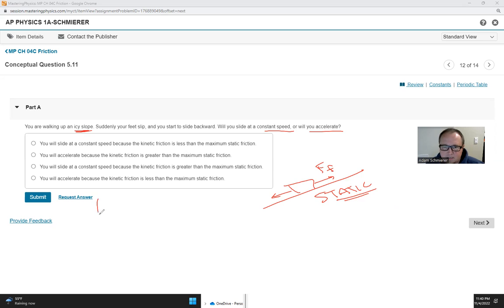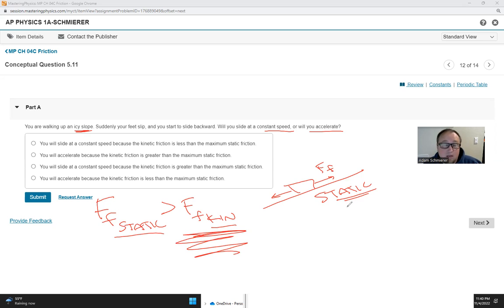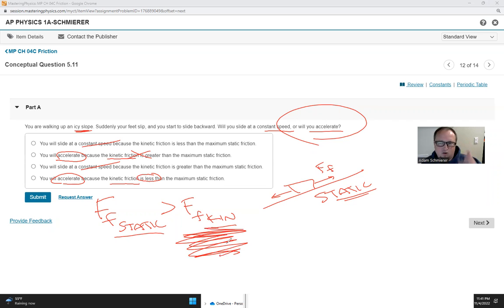And what's a big idea is that the maximum force of static friction is going to be bigger than the force of kinetic friction. So what does that tell me? That tells me once I start sliding, my kinetic friction is going to be smaller, and so it's not going to be able to stop me. So what am I going to do? I'm going to accelerate. I'm not going to slide at constant speed, because the kinetic friction is less than the maximum static friction. And that's the big idea that we're trying to drive home here.